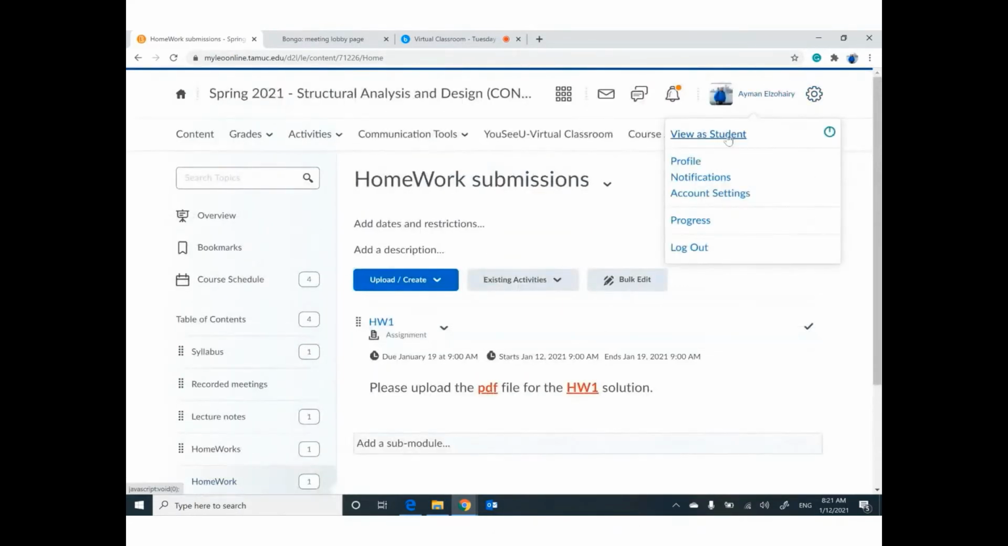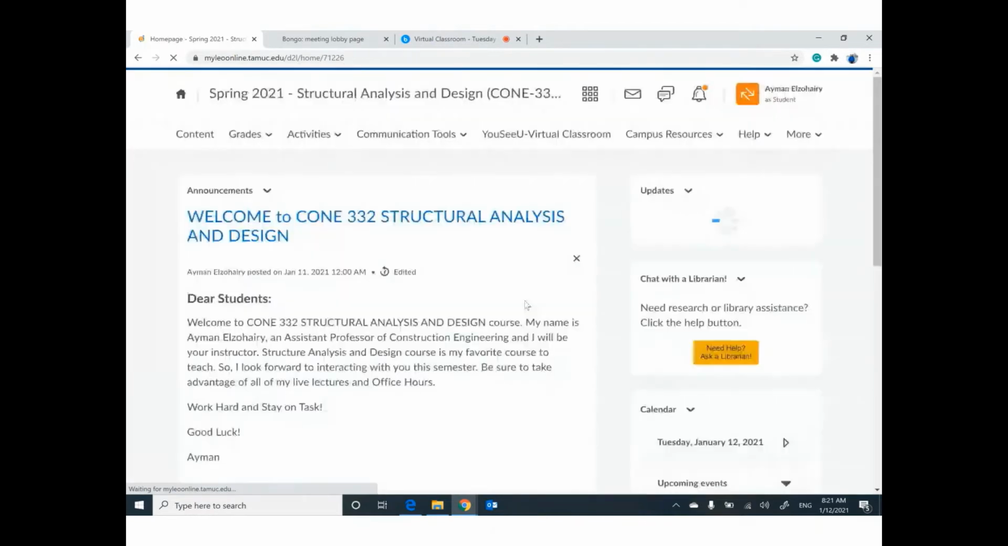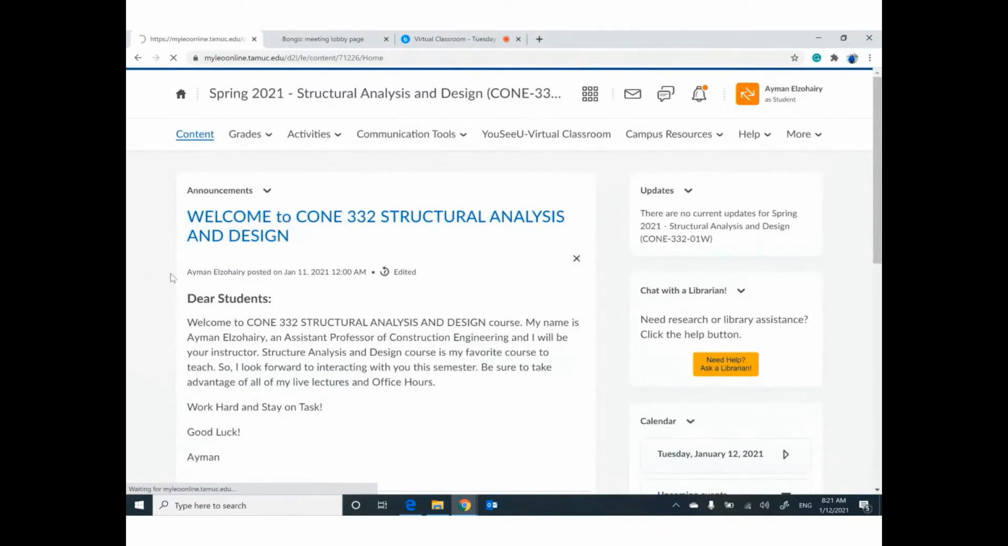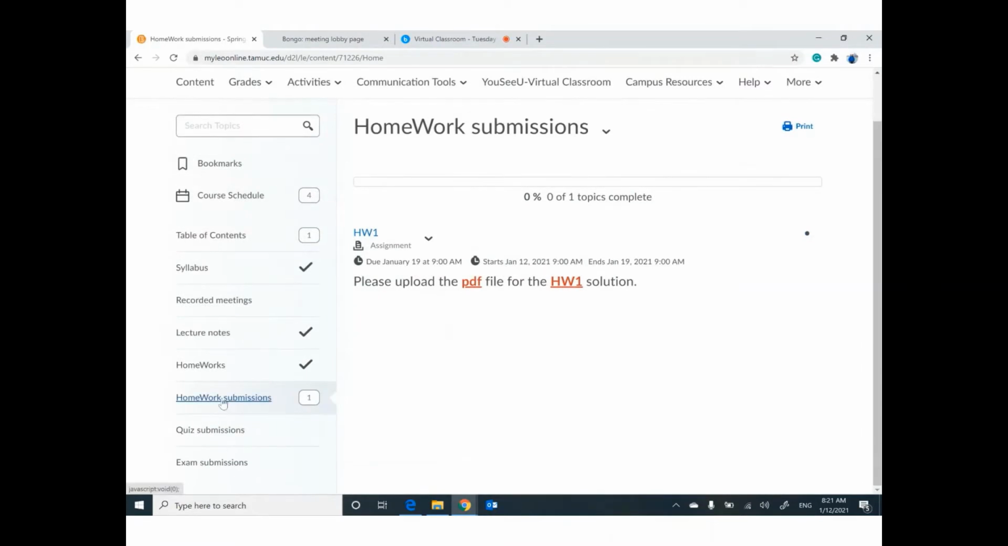I will work as a student to show you what's going on. If you go to content, homework submission, we have a link here for homework number 1. If you click this homework, be careful. This homework will end on January 19 at 9 a.m., which is the due date. After this time, you cannot upload your homework submission. Be careful about this point. If you miss the due date, you cannot submit your homework.